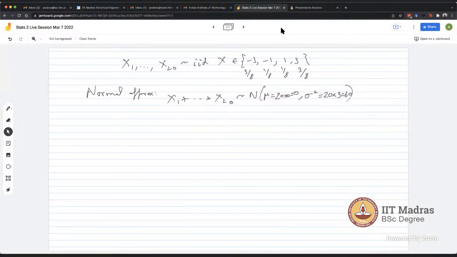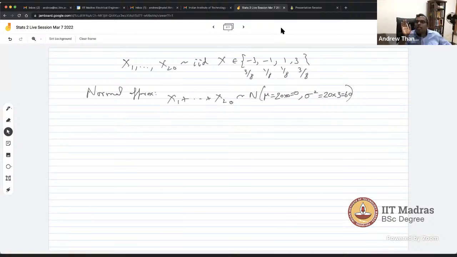Okay, what's the variance of x1 plus so on till x20, right? It's just 20 times the variance. So that's it. The normal approximation will have mean 0 and sigma square equals 60. So now I'm just asking what's the probability that a normal with mean 0 and sigma square 60 is greater than 40.